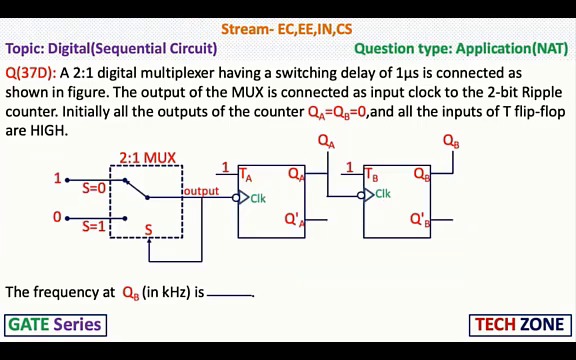Next, a 2:1 digital multiplexer having a switching delay of 1 microsecond is connected as shown in figure. The output of the mux is connected as the input clock to the 2-bit ripple counter. Initially, all the outputs of the counter, QA equals QB equals 0, and all the inputs of the T flip-flops are high. So this is the figure given here. The frequency at QB (in kilohertz) is ___. Fill in the blanks.